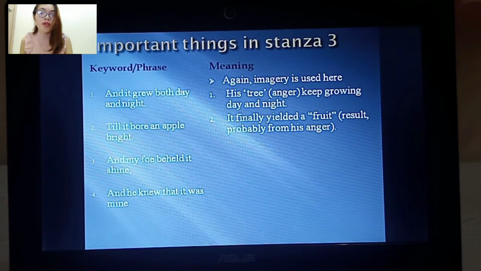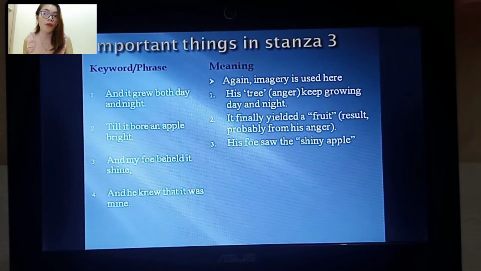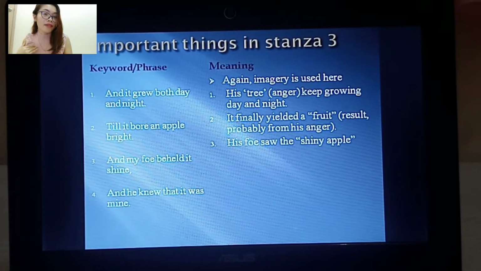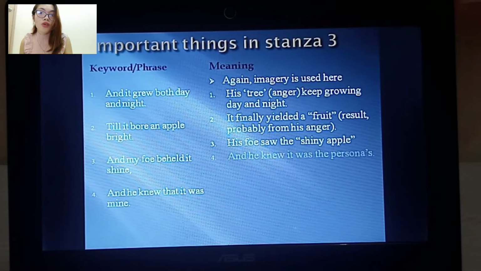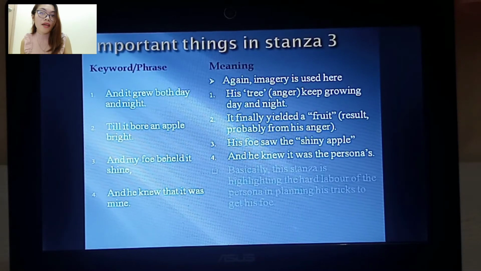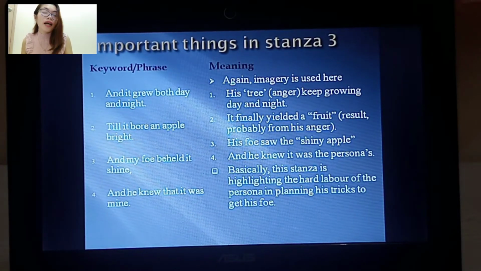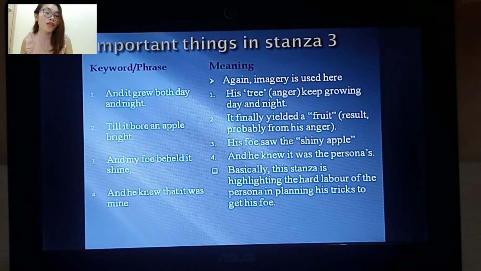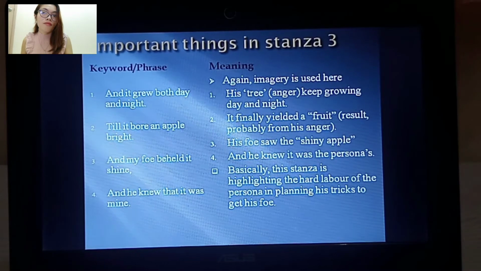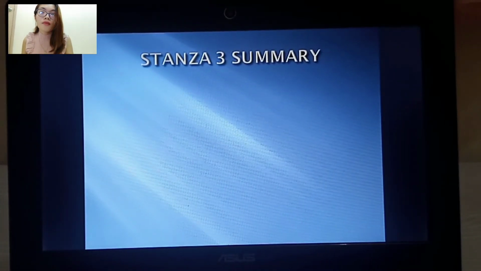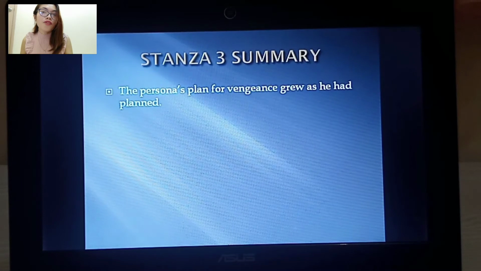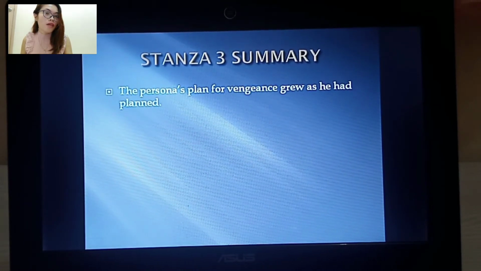"And my foe beheld it shine." His foe saw the shiny apple, "and he knew that it was mine." And he knew that it was the persona's. So, basically, this stanza is highlighting the hard labor of the persona in planning his tricks to get his foe. So, to sum it up, the persona's plan for vengeance grew as he had planned.